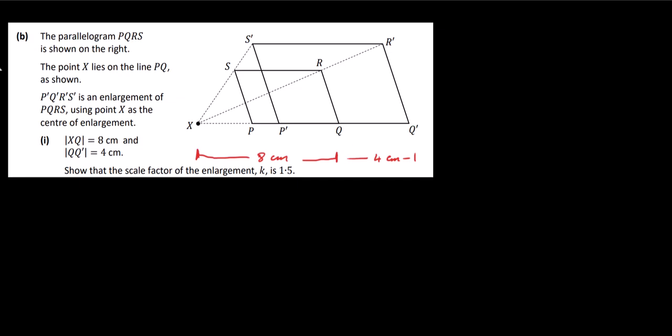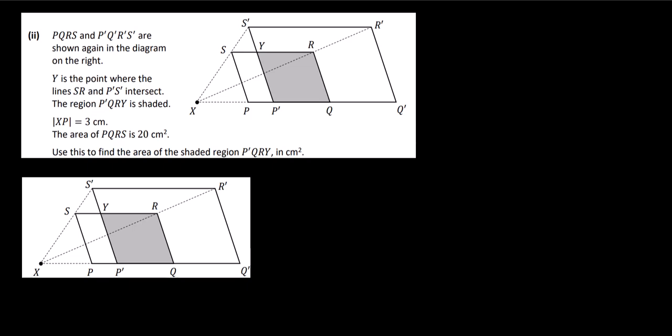So what you would say there is k is going to be equal to the distance from X to Q dash divided by the distance from X to Q. So that's equal to 8 plus 4, which is 12, over 8. So the scale factor is just 1.5. That's it. Okay, so this is part 2, PQRS and P dash Q dash R dash S dash. That's this parallelogram up here. They're shown in the diagram.